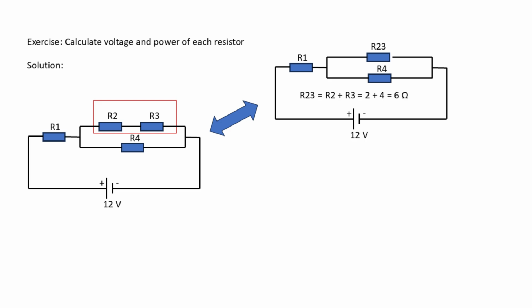Now substitute the given values: R23 equals 6 ohms. This result means that the entire pair of R2 and R3 can now be replaced by a single resistor of 6 ohms, which simplifies the circuit for the next steps of analysis.